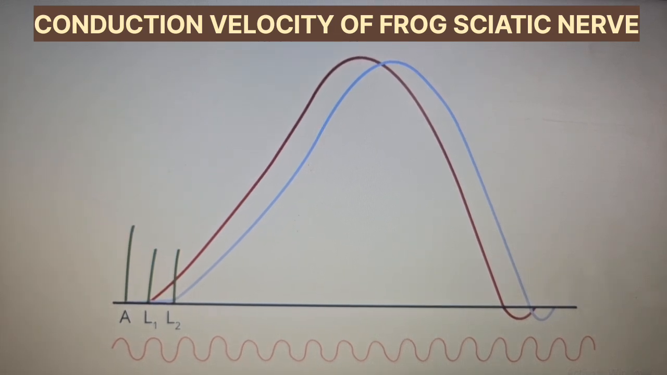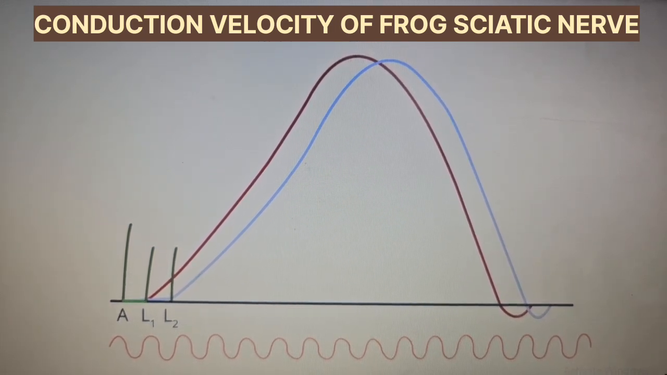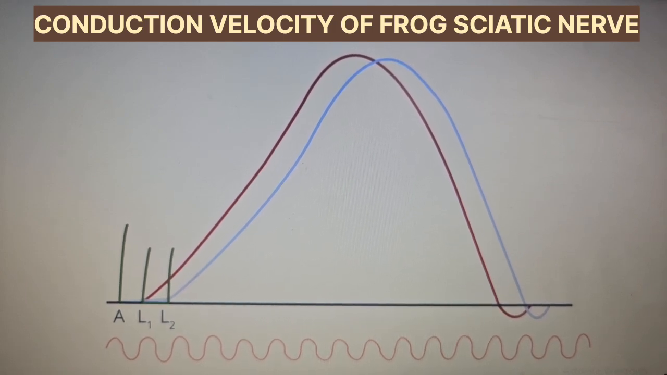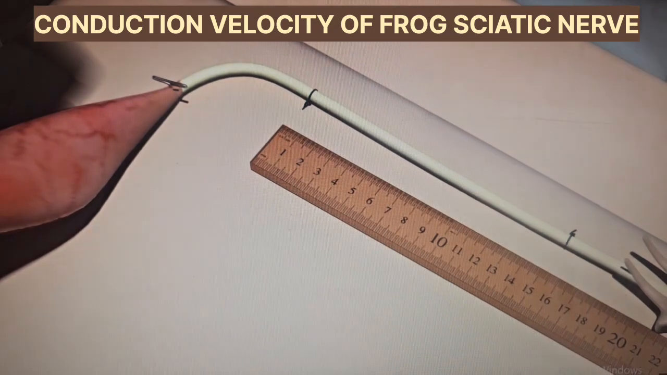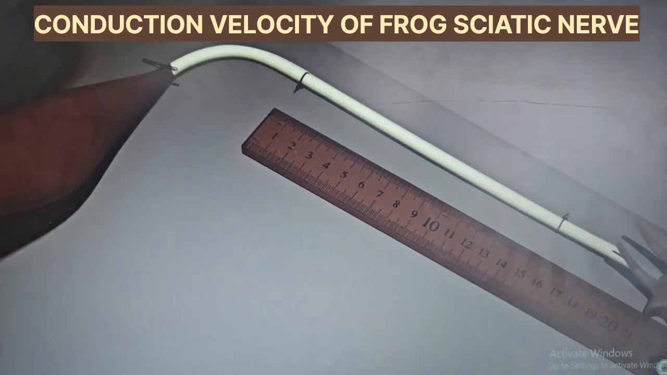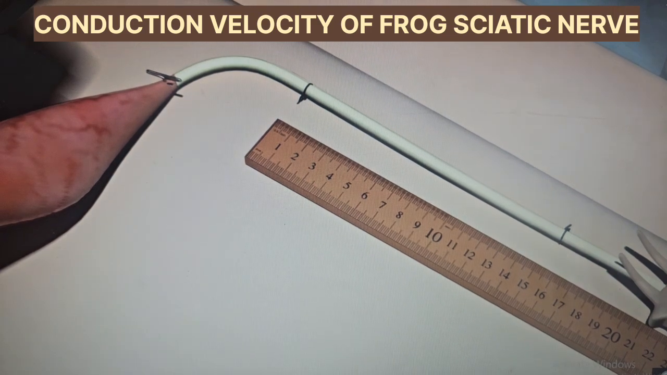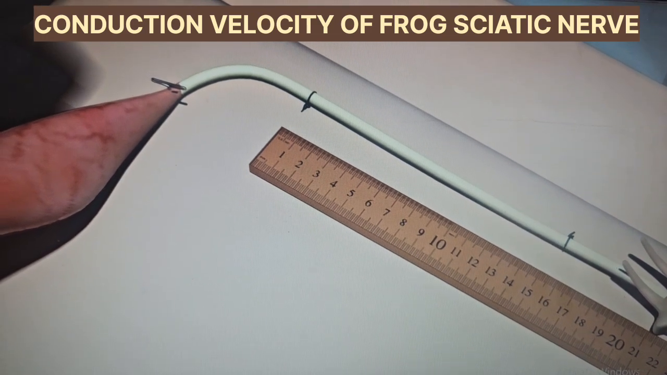The latent period for the muscle twitch stimulated from the muscular end is less than the latent period for the muscle twitch stimulated from the vertebral end. We calculate the difference between the two latent periods. This gives us the time taken for the nerve impulse to travel the distance between the 2 points of stimulation on the nerve. We already know the distance between the 2 points of stimulation.